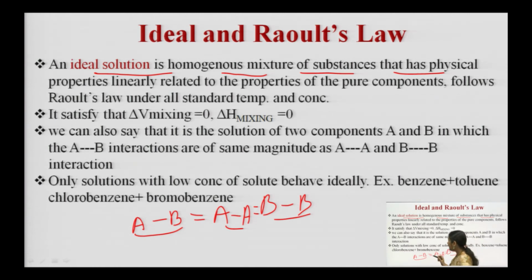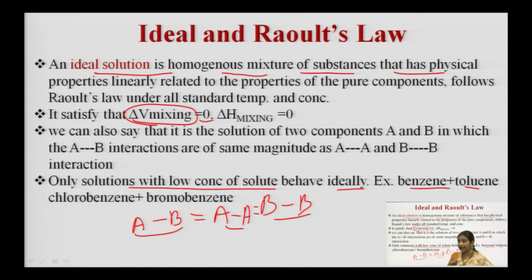And only solutions with low concentration of solute behave ideally. Examples are benzene, toluene, chlorobenzene and bromobenzene. These are some examples of ideal solution. In an ideal solution, del V, that is the change in volume on mixing, is equal to 0. Neither is there an increase in volume nor a decrease in volume.